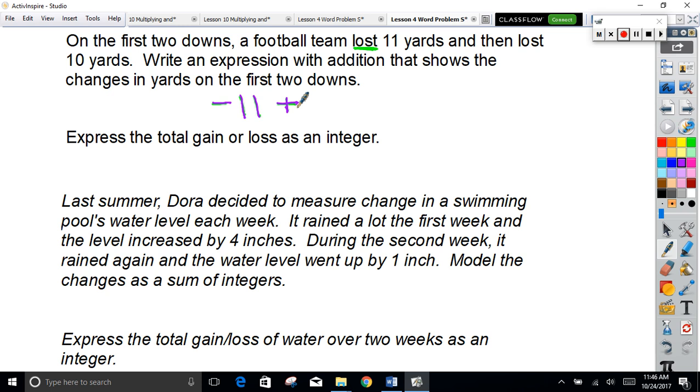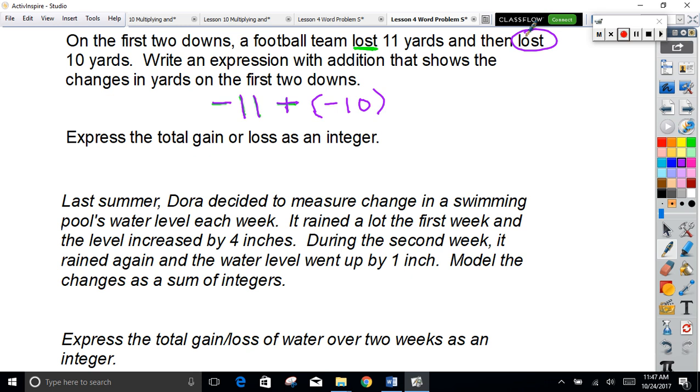You see a word up there that tells us what kind of 10 that should be? What word? Negative 10. How do you know that? What in the problem tells us that that's going to be negative 10? "Lost 10 yards." Lost 10 yards. So we want to look for those key words that tell us whether the numbers are going to be positive or negative.